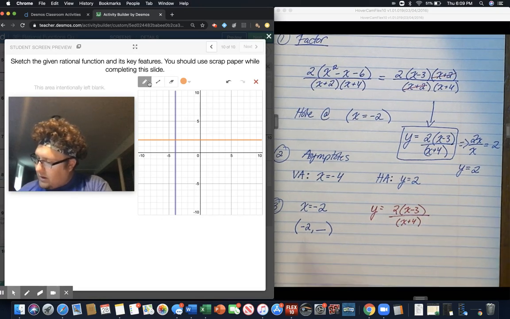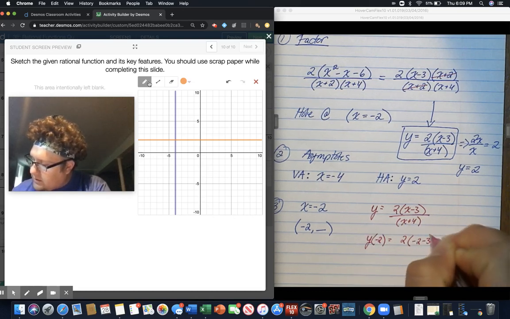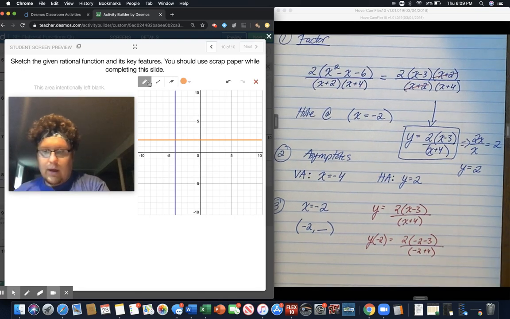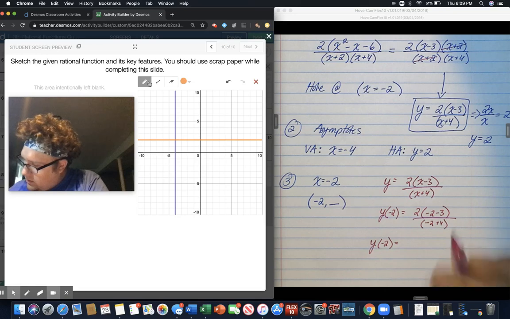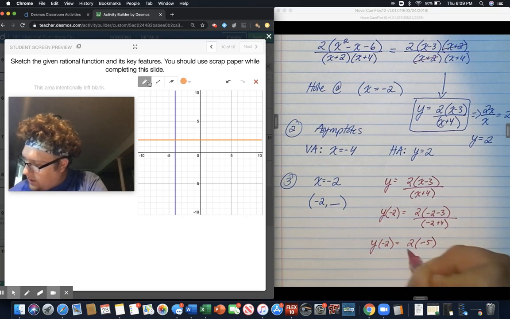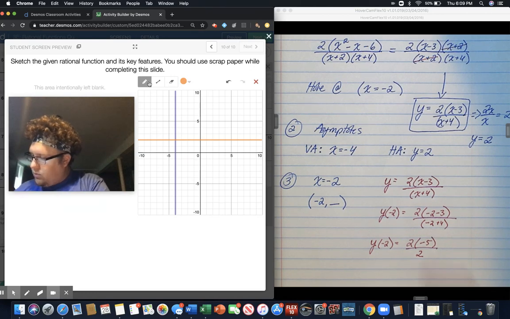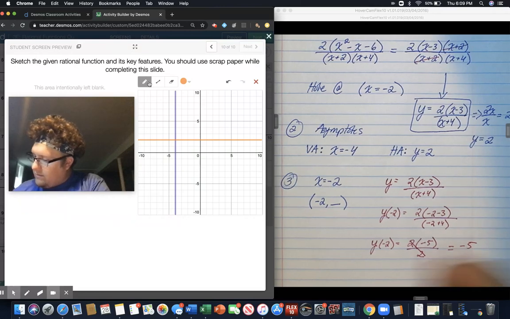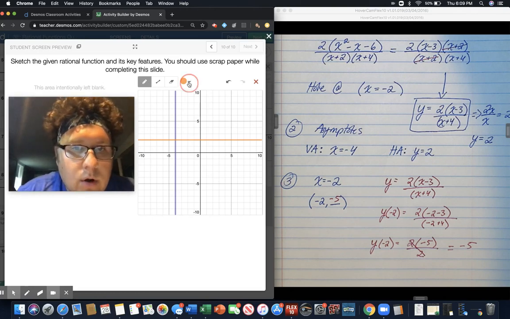So I need to substitute -2 into there. So we will say 2 times -2 minus 3 over, and that's going to be -2 plus 4. Okay, make sure we're good. You can see that. And we have 2 times -5. Sorry, I'm doing that a little quick in my head there. And then we have over the number 2. So what's nice about leaving that factor of the 2 out there, we can just reduce it and we get -5. So our hole is at -2 comma -5.